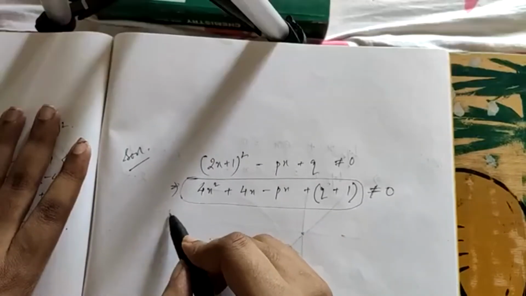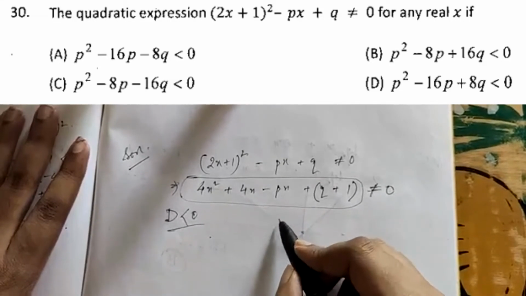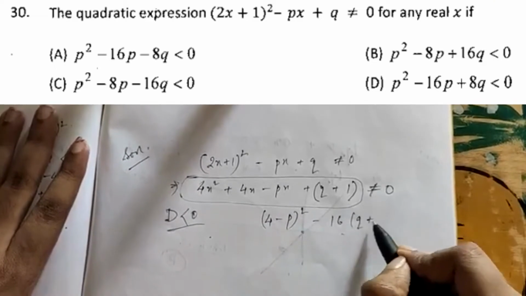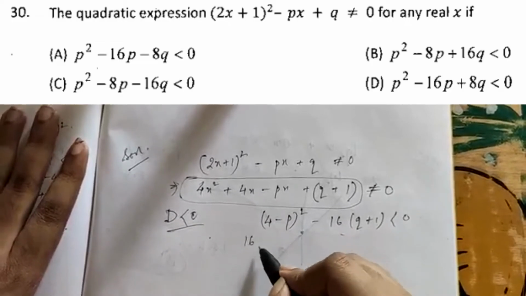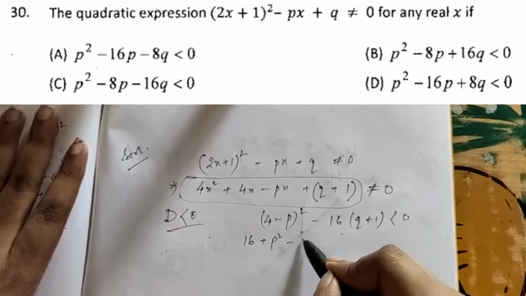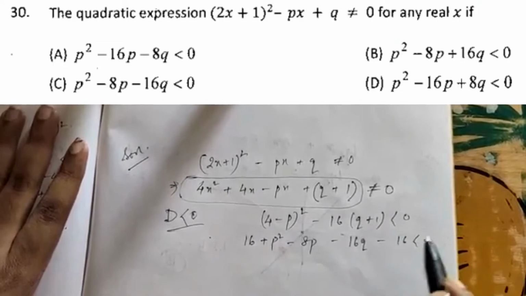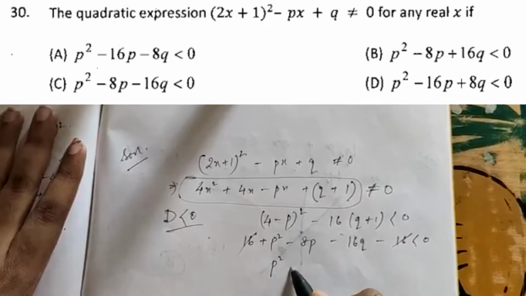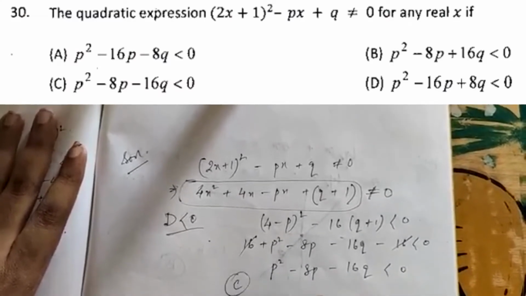So that means for a quadratic equation that doesn't have any root, D must be less than 0. b square minus 4ac must be less than 0. That means (4 minus p) square minus 16 into (q plus 1) is less than 0. From here I can state that 16 plus p square minus 8p minus 16q minus 16 is less than 0. 16 is getting cancelled. So here p square minus 8p minus 16q is less than 0. Option C is the right one. Let's move on to the next question.